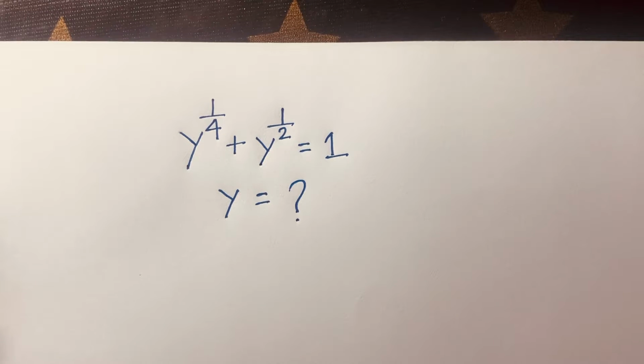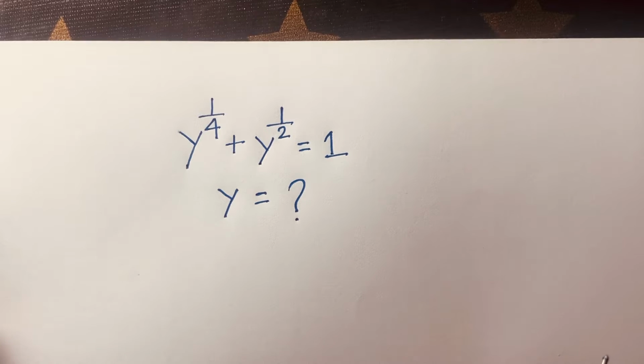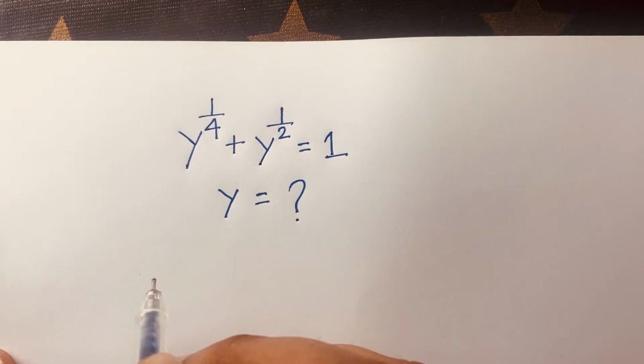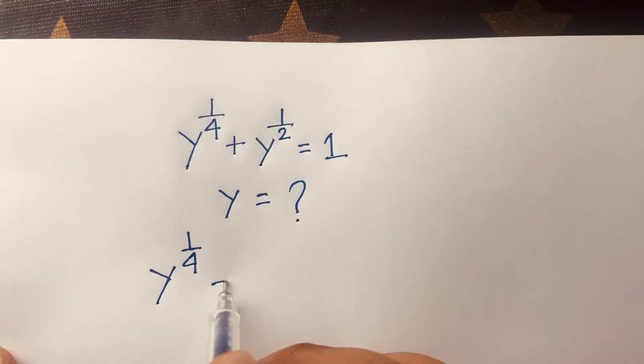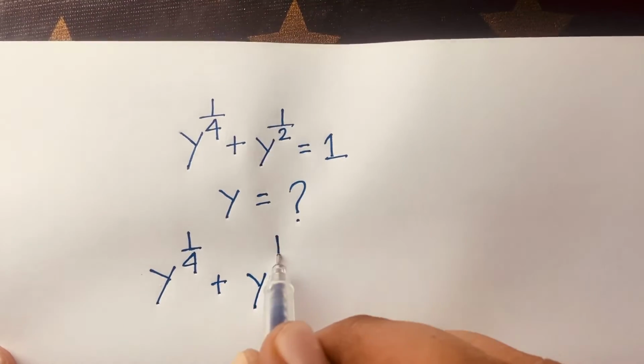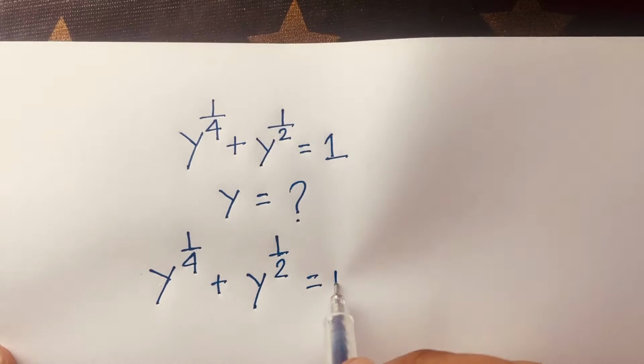It is a math Olympiad question. y to the power 1/4 plus y to the power 1/2 is equal to 1, and we have to find the value of y in this radical question. So how to solve this question? Our question is y to the power 1/4 plus y to the power 1/2 is equal to 1.